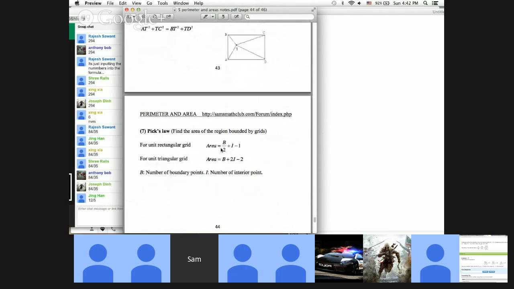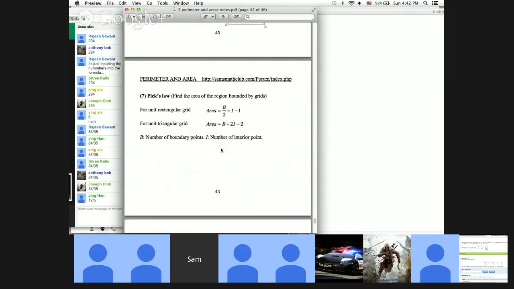We'll talk about Pick's law real quick. MathCounts sometimes likes to use this. It's basically the area of a figure that's bounded by grids. Normally all Pick's law problems in MathCounts or AMC are going to use a rectangular grid, but it doesn't hurt to also know a triangular grid.